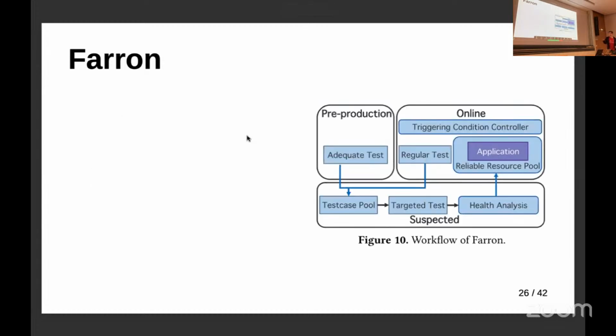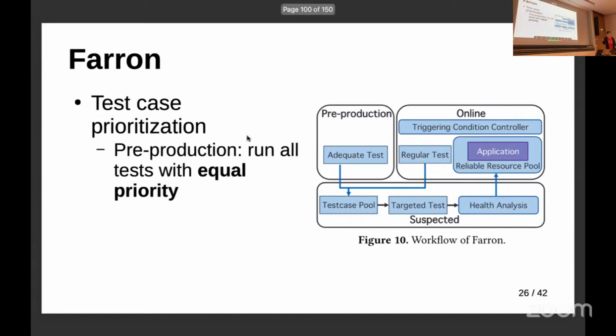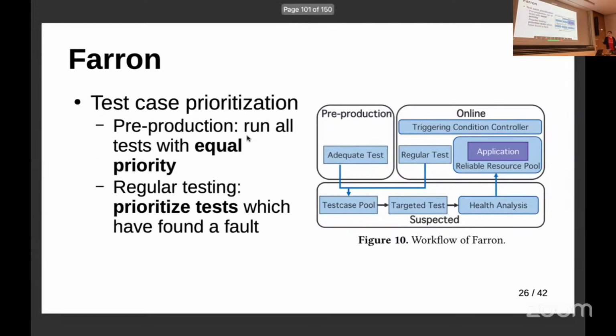So the way this works is something like this. For starters, they optimize for efficiency by prioritizing test cases. During the pre-production tests, they simply run all of the tests with equal priority as they were doing before. However, during the regular tests, they prioritize tests which have found a fault. So tests which have already found a fault in other CPUs will be given more time, and tests which haven't found anything will be given much less time.